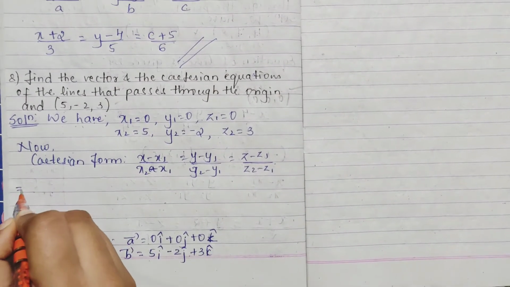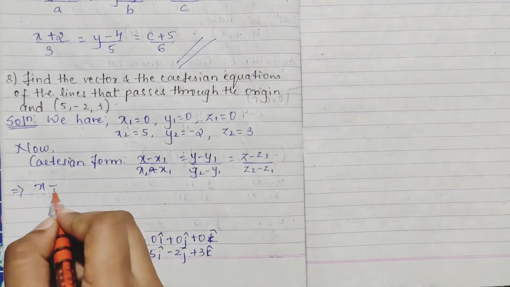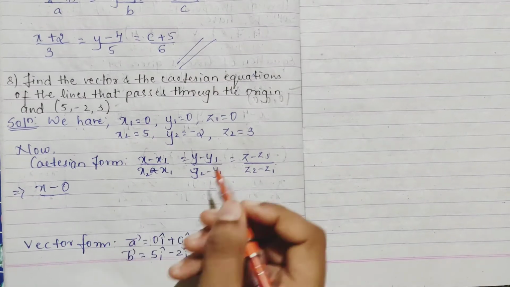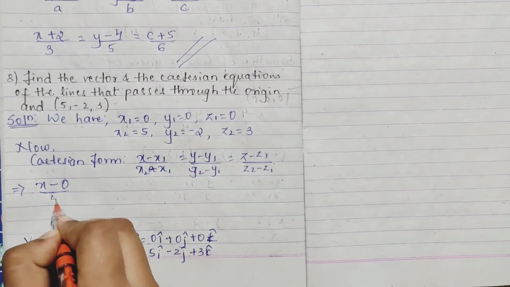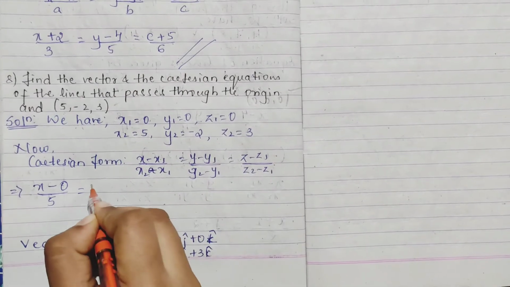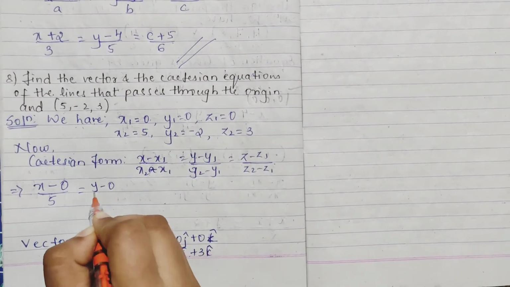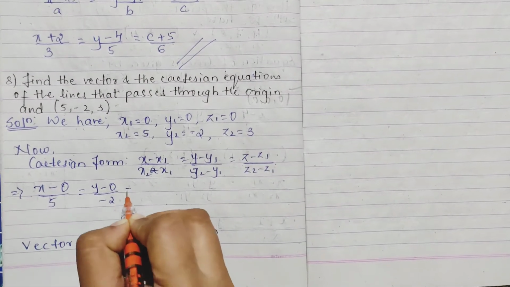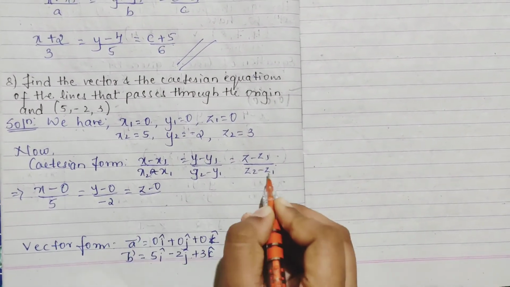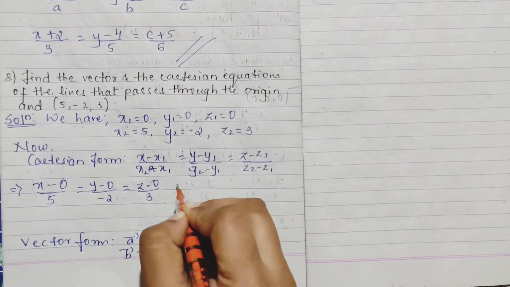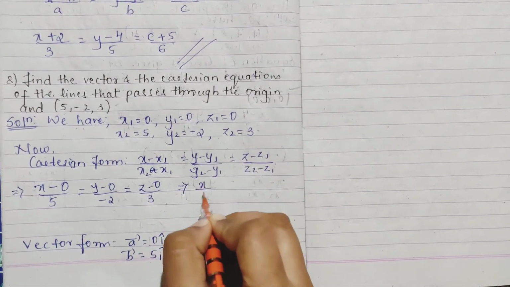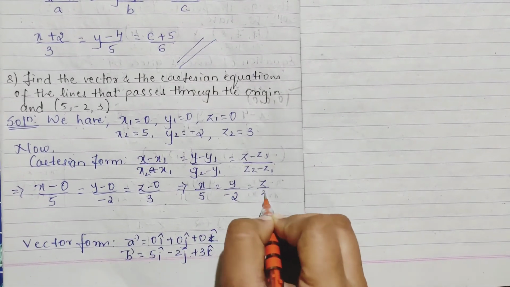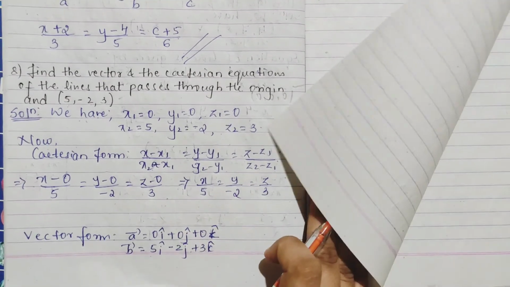So x minus x1, here x1 is 0. Should I write it? Okay, I'll write x2 minus x1. So 5 minus 0 you'll get 5. y minus y1, again y1 is 0, y2 minus y1, see, minus 2 minus 0 you'll get minus 2 itself. z minus 0, z2 minus z1, again 3 minus 0 you'll get 3. So in short your Cartesian form is x by 5 is equal to y by minus 2 equal to z by 3. So you have got your Cartesian form.